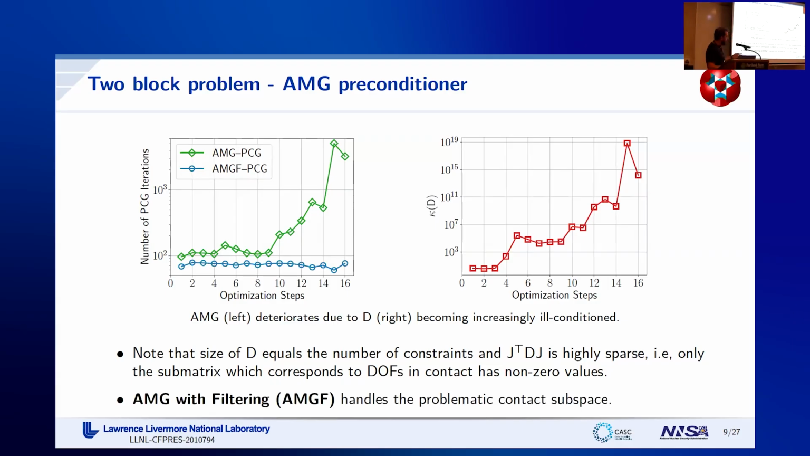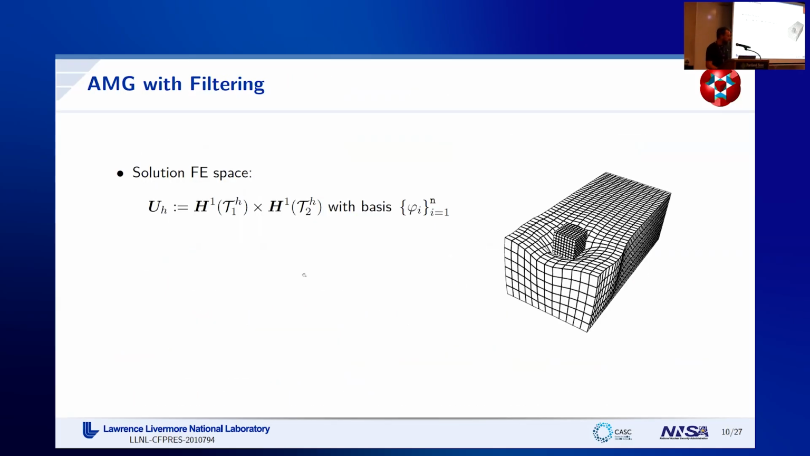So if we filter out that subspace, this is what happens. You recover the robustness with respect to the contact constraints. And I will show what we mean by filtering out. So we need something to take care of the subspace that's causing this issue. So let's formalize everything a bit.